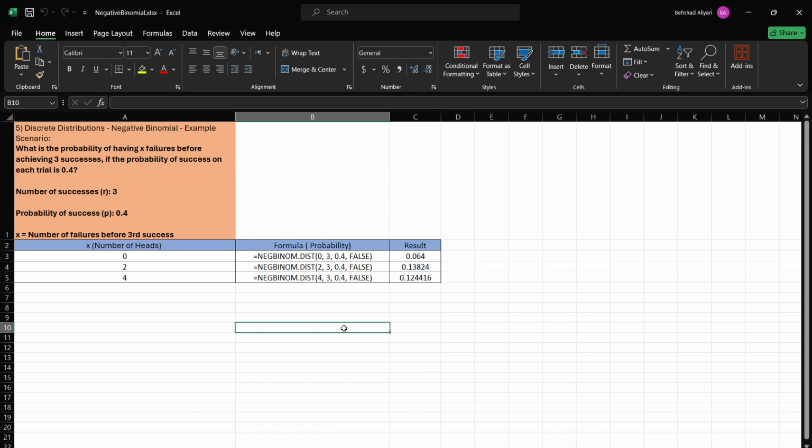And then we have the negative binomial in Excel. The formula is NEGBINOM.DIST. This is the negative binomial distribution, where our first number is the number of failures, and then 3, which is our r, then 0.4, which is our p, and then the answer will be given to us.